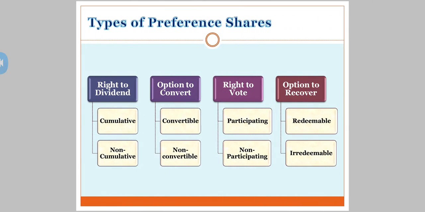See, there are 8 types of preference shares based on the above 4 conditions, that is right to dividend, option to convert, right to vote, option to recover. Under right to dividend there are 2: cumulative preference shares, non-cumulative preference shares. Under option to convert there are 2: convertible preference shares, non-convertible preference shares. Under right to vote, participating preference shares, non-participating preference shares. Option to recover, redeemable preference shares, irredeemable preference shares. These 8 types of preference shares today we are going to see in detail.